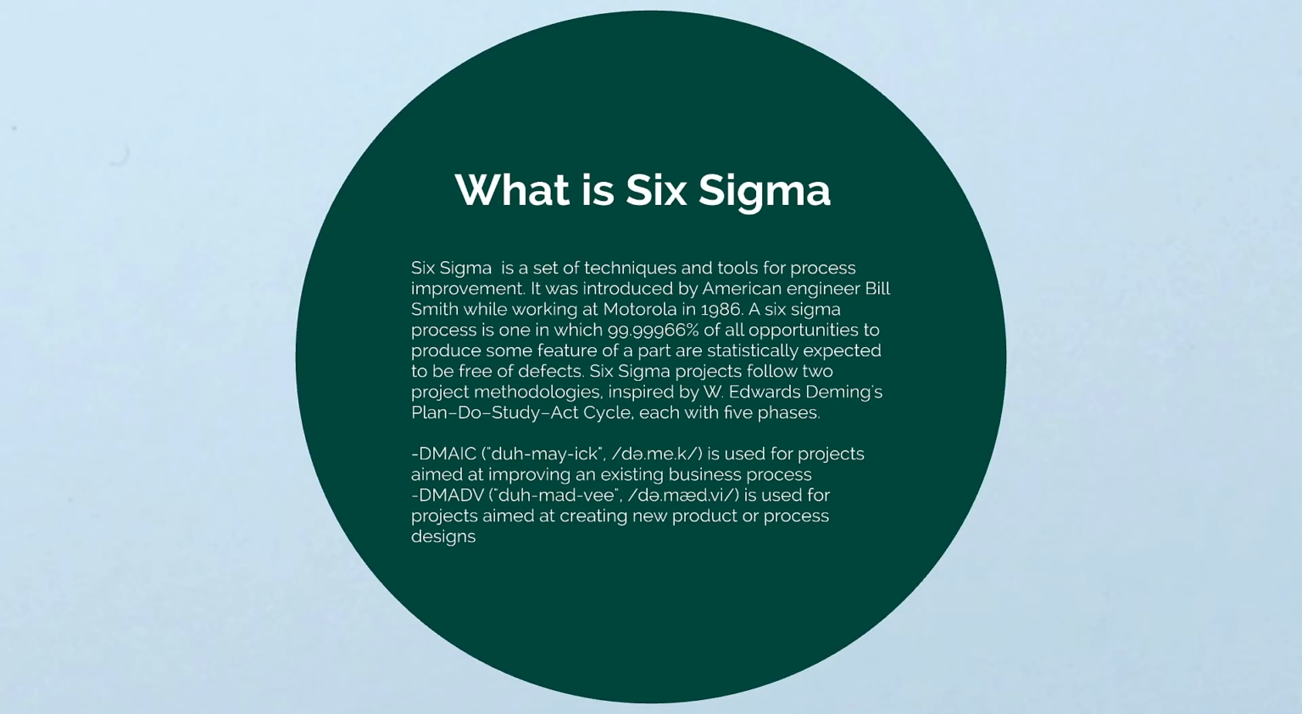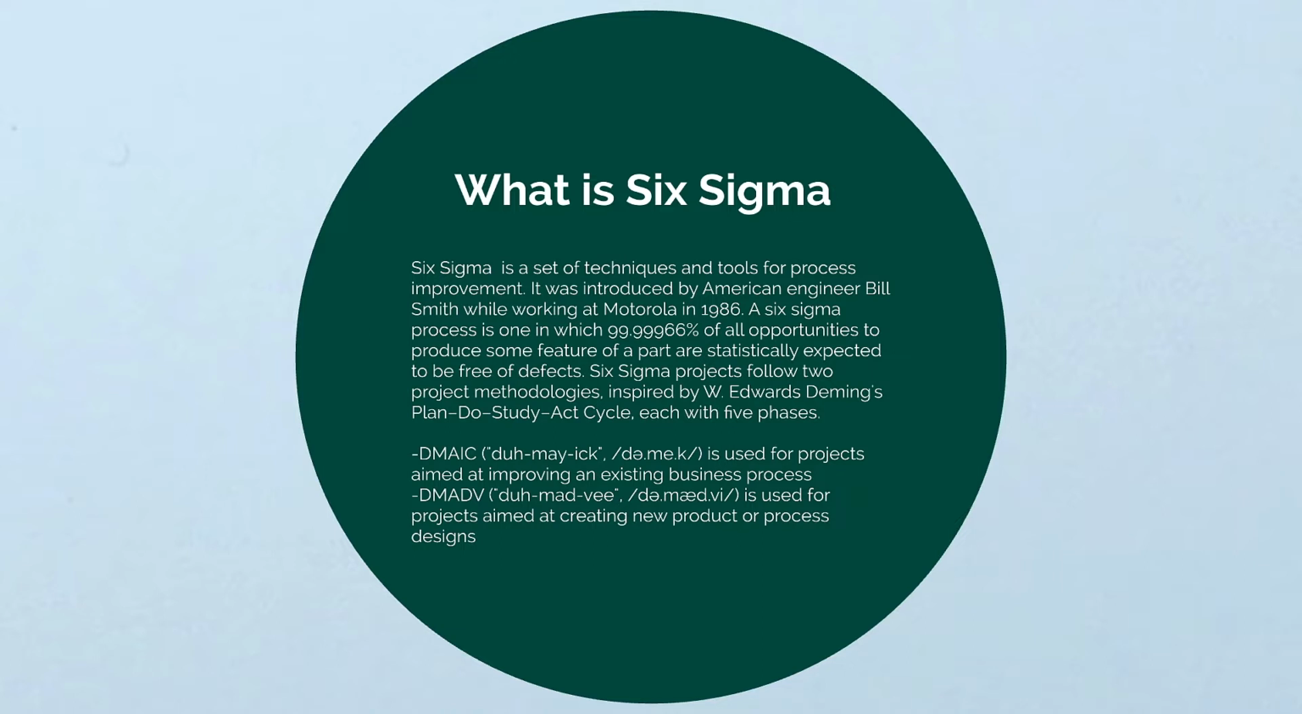But what is Six Sigma? Six Sigma is a set of techniques and tools for process improvement. It was introduced by American engineer Bill Smith while working at Motorola in 1986. A Six Sigma process is one in which 99.99966% of all opportunities to produce some feature of a part are statistically expected to be free of defects.